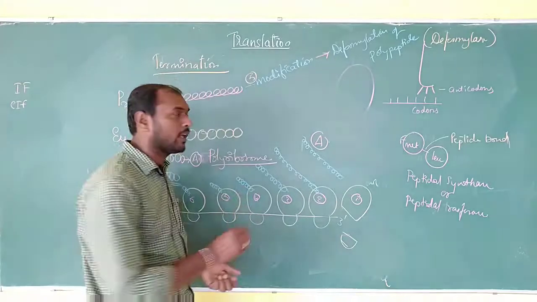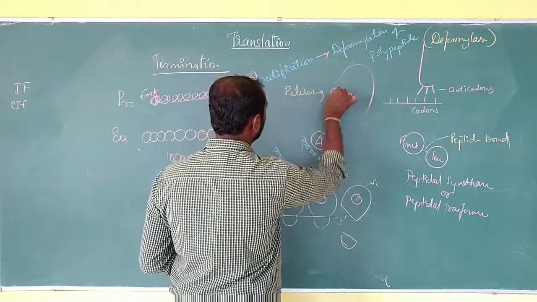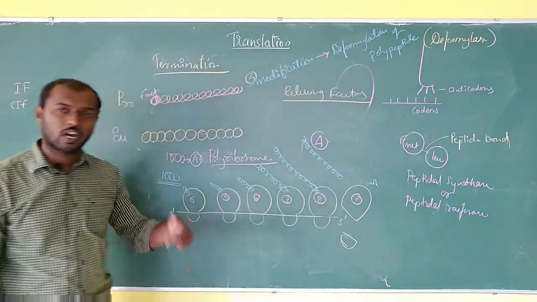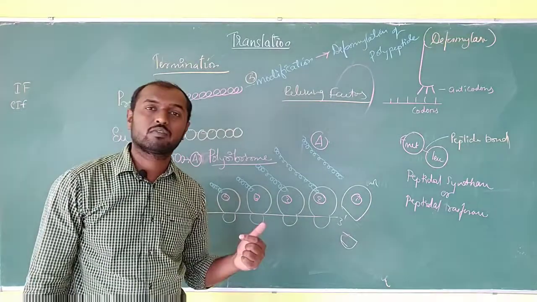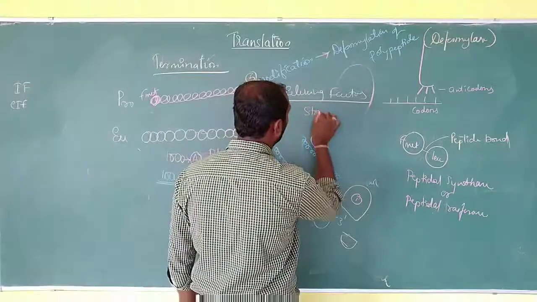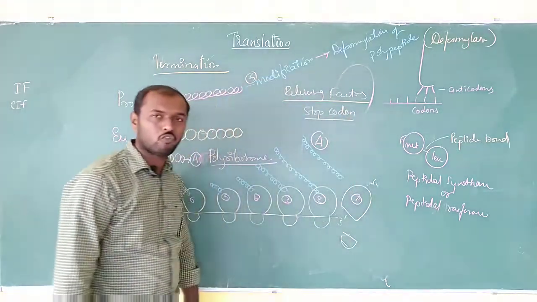Polypeptide termination ಆಗಲಿಕ್ಕೆ ಏನು ಬೇಕು ನಮಗೆ? Releasing factors. So these releasing factors are present in case of the eukaryote as well as in case of prokaryote. ಈ releasing factors ಯಾವುದರ ಮೇಲೆ ವರ್ಕ್ ಮಾಡ್ತಾವಪ್ಪ? That is the stop codon. Okay, so stop codon ಮೇಲೆ ಇದು ವರ್ಕ್ ಮಾಡ್ತದೆ.